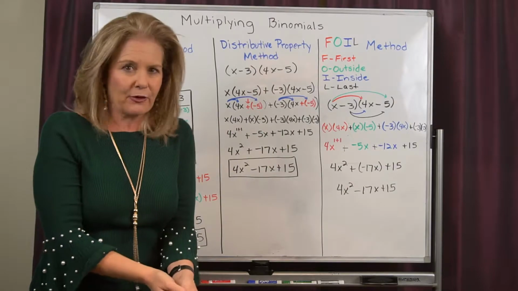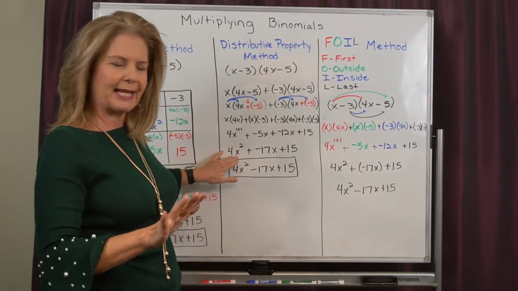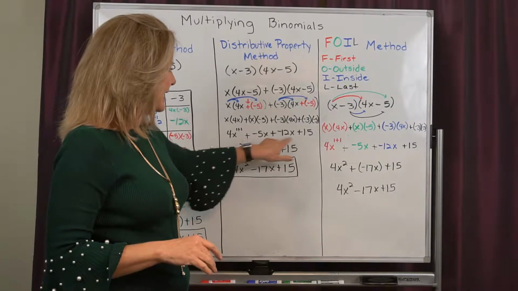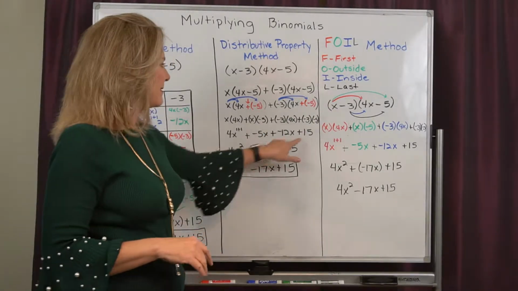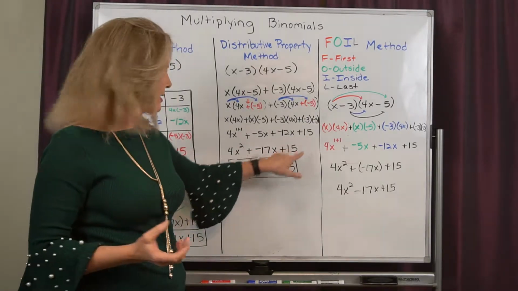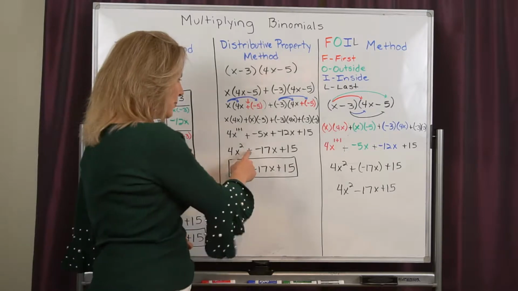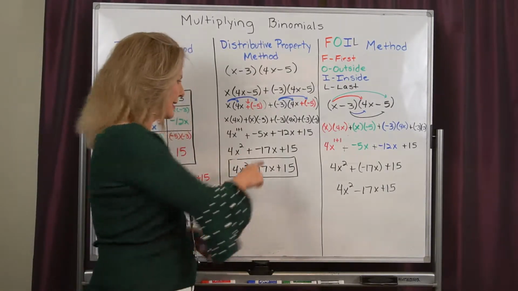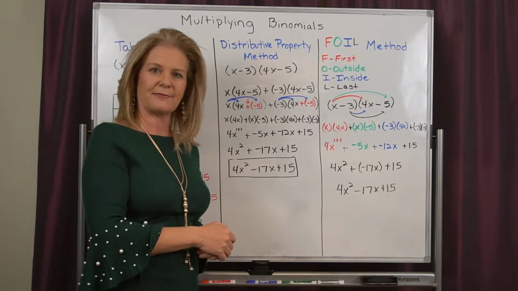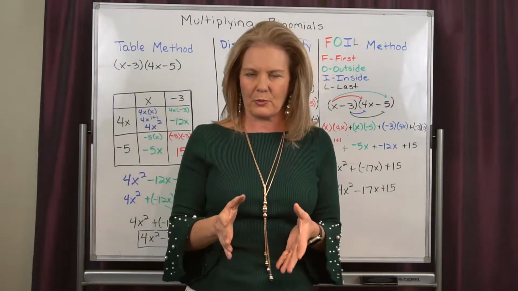Now I've got to gather my like terms together. Nothing's going to go with that 4x squared. That's by itself. But I can see I can gather these two together and I get negative 17x. And then nothing is able to be combined with the 15, so I just leave it as 15. Once again, I don't want to leave it as plus and negative, so I change that plus back to minus, and I change that negative to a positive. Same answer. Both methods worked equally well.